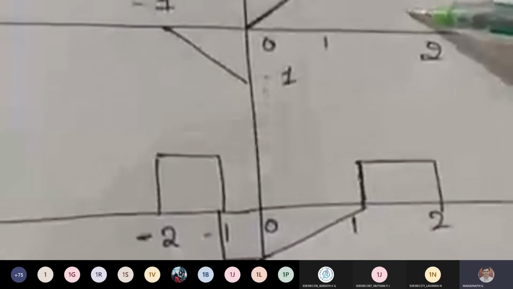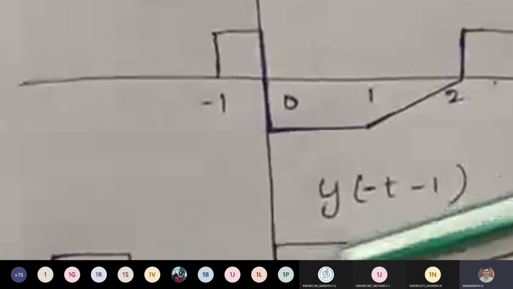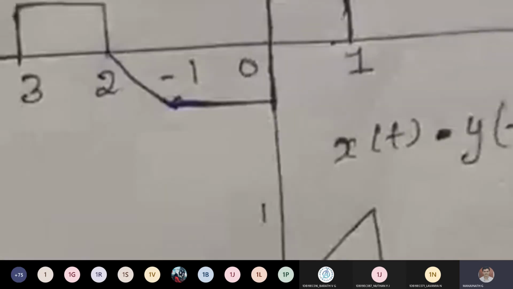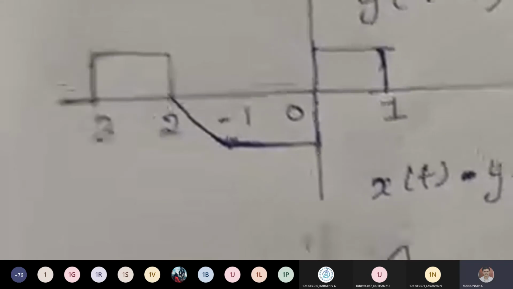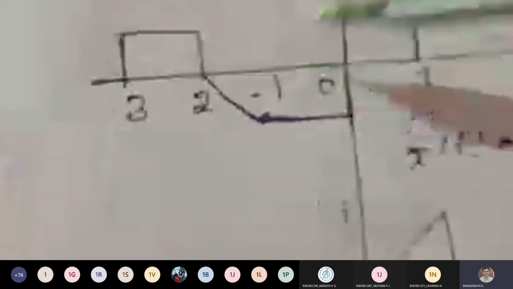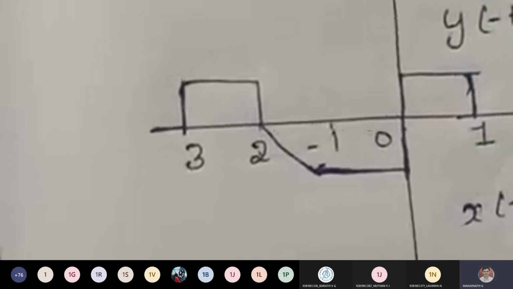So x of t, okay. So y of t is there. Then you have taken t minus 1, okay. Make the replica. Okay, the replica is done. Okay, now do the multiplication properly. So you just do the multiplication of x of t and minus 1 minus t. You have muted yourself, Arshita. You just unmute yourself.